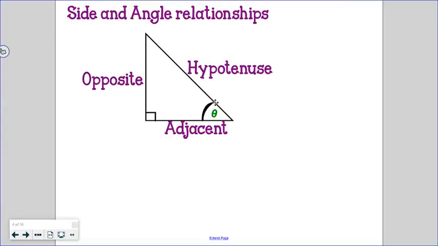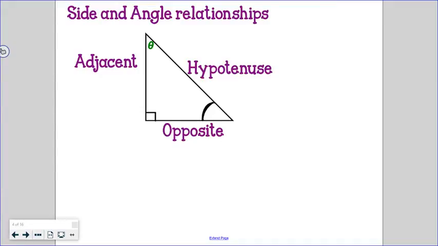Now, if I were to move where theta was located, my hypotenuse does not change. But now my adjacent side moves here and my opposite side moves here. So it is completely based on which angle we are talking about. And that is based on how they write the question. Okay? That's all my reminders for you to start. Any questions? In our trip back to geometry, you guys learned a mnemonic device back then to remember the first 3 trig functions. Does anyone remember the mnemonic device SOHCAHTOA?